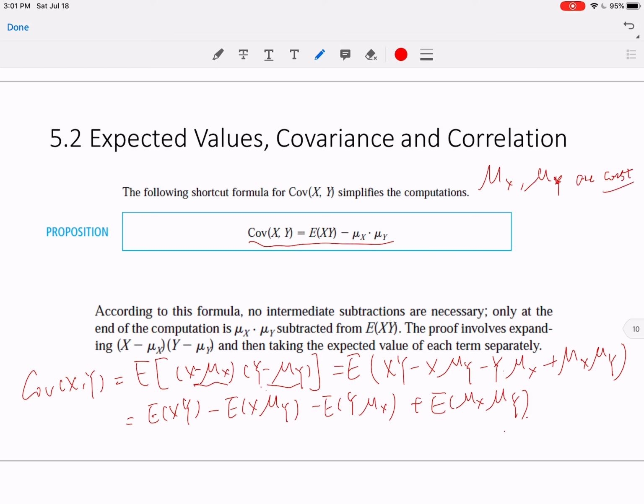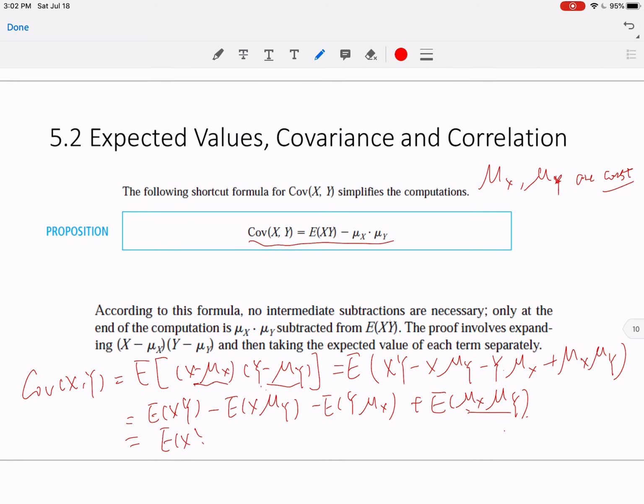Mu x and mu y are constant numbers, and of course if mu x and mu y are constant, then the product of mu x mu y is constant as well. And then if we have constant numbers inside the expectation, we can pull them out of the expectation directly, based on the linearity of expectations. So we have E of XY minus E of X times mu sub y minus E of Y times mu sub x, and then plus mu sub x mu sub y.